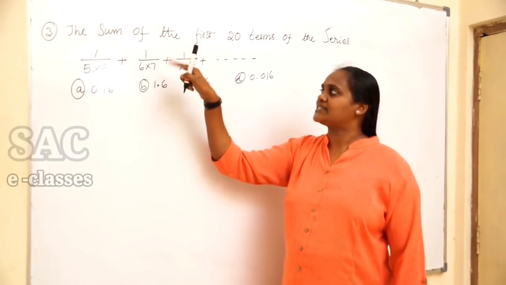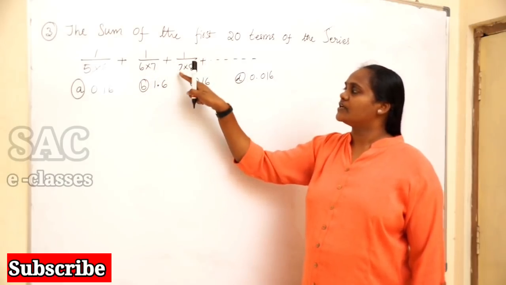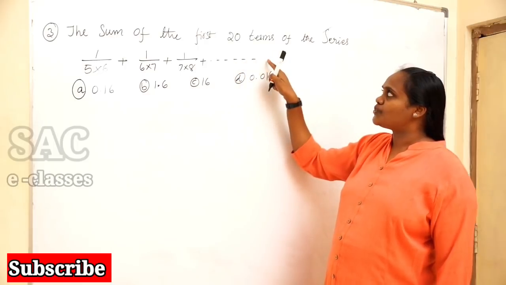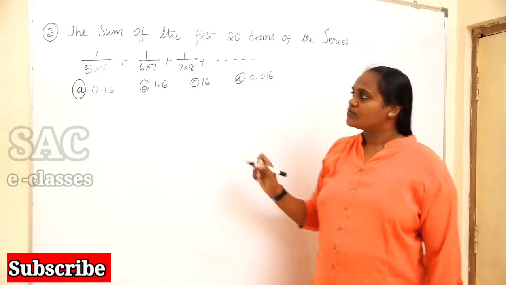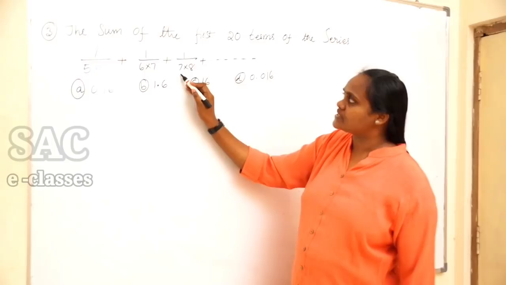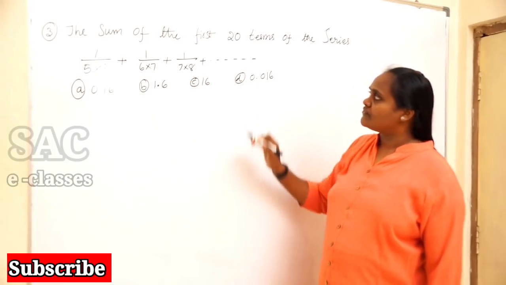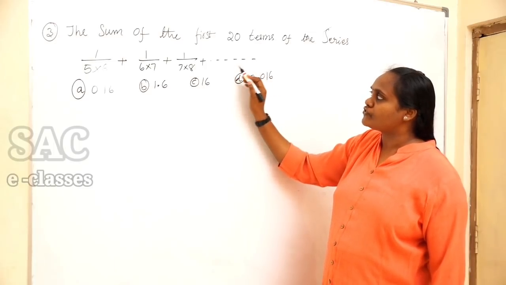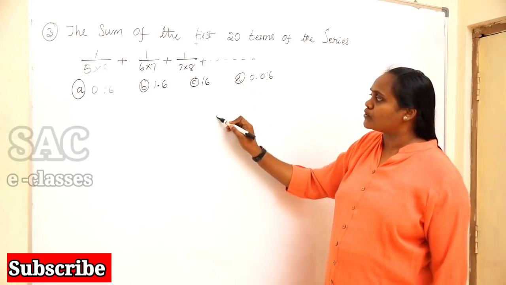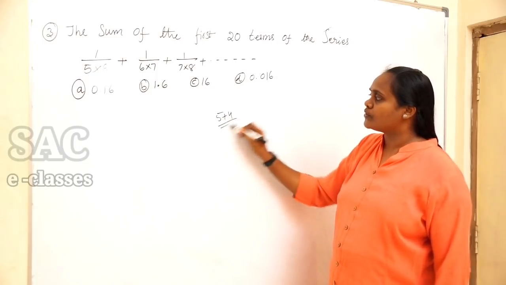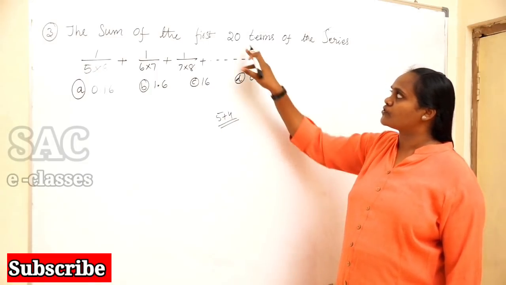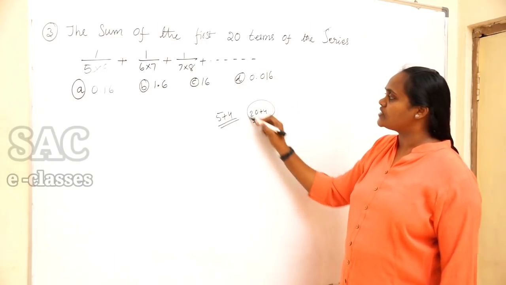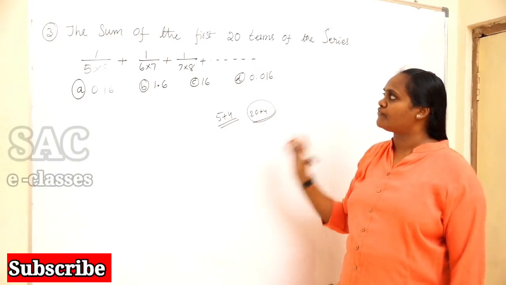Second term, 2 plus 4, 6 into 7. Next, third term, 3 plus 4, and so on. What I am saying is the third term is 3 plus 4 as starting number. The fifth term is obviously 8 into 9, 9 into 10, nothing but the fifth term position plus 4. So the 20th term is position 20 plus 4, which is 1 by 24 into 25.